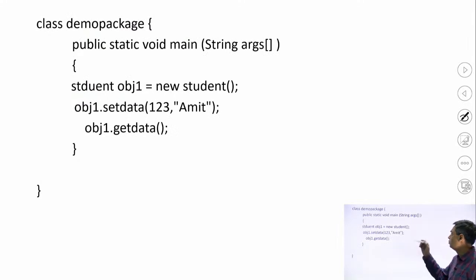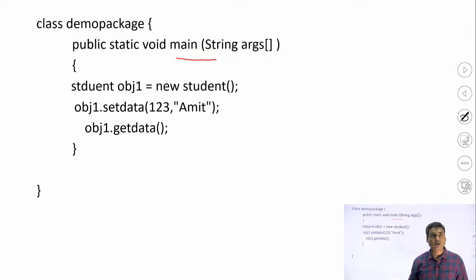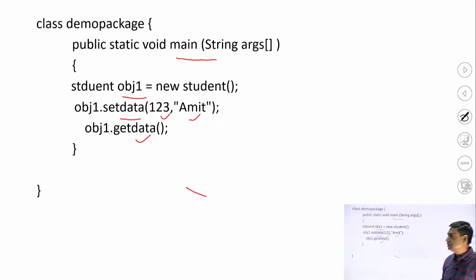Now to create the object of this class we need to create a class separately. The name of the class is demo package and we have a main method. Now within this main method you have to create the object of student. So we have created object 1 of type student. Then we are using set data, passing the two values, the roll number and name. Then we use get data to display the values. So you can understand we need to create the object of a class to call the methods set data and get data.